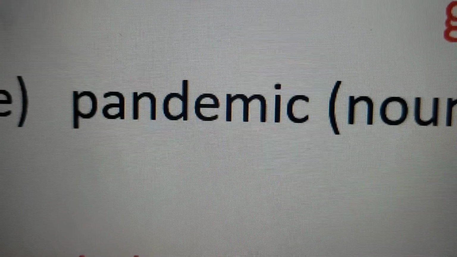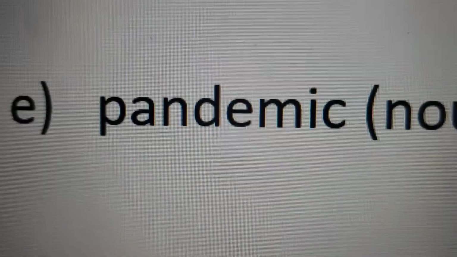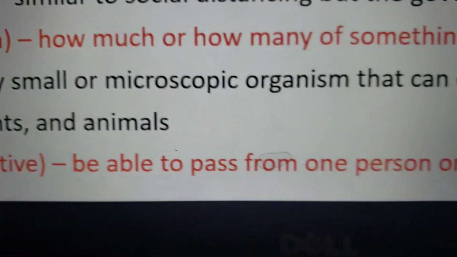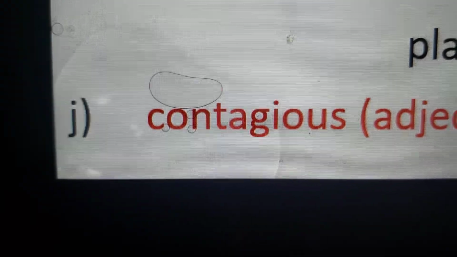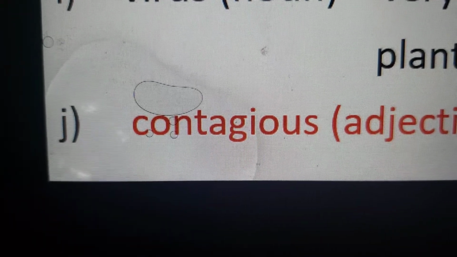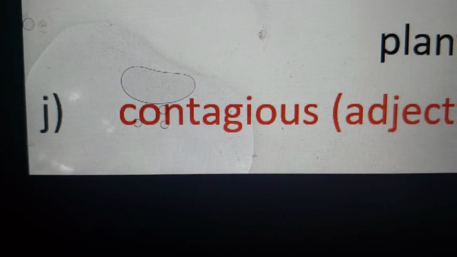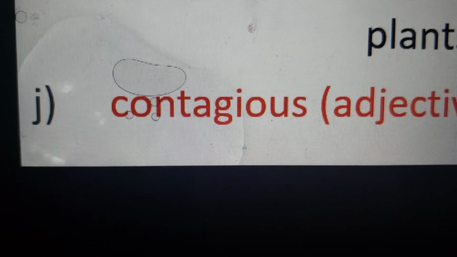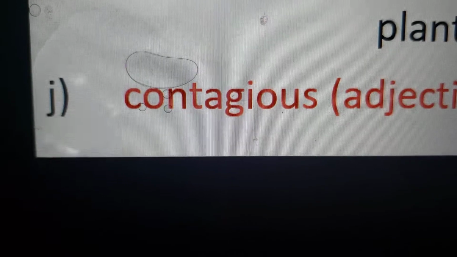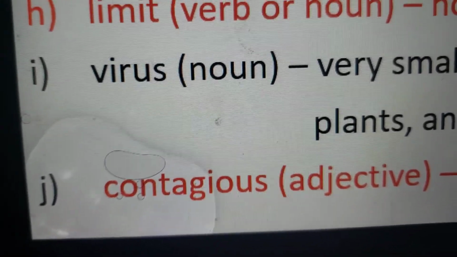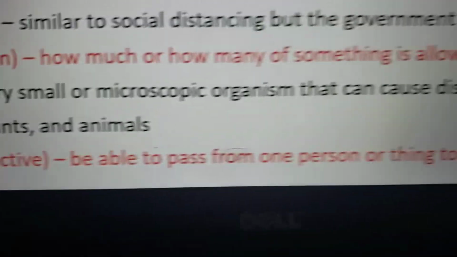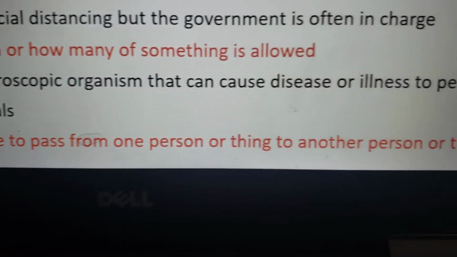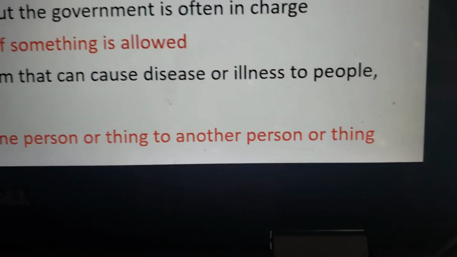So when I have a virus like the coronavirus, then if I'm not careful, I can pass this illness called coronavirus to another person. So when one illness is passed to another person, then it is called contagious. Contagious means infection. It can be infected from one person to another person. So be able to pass from one person or thing to another person or thing.